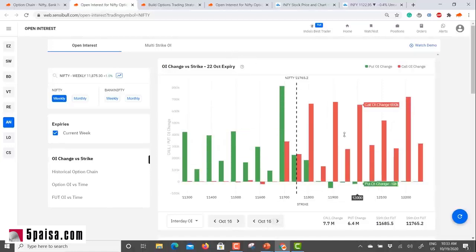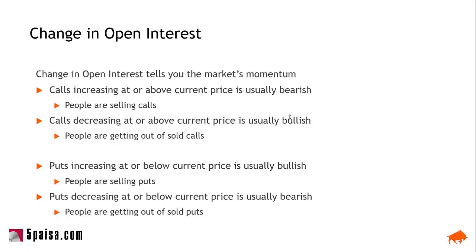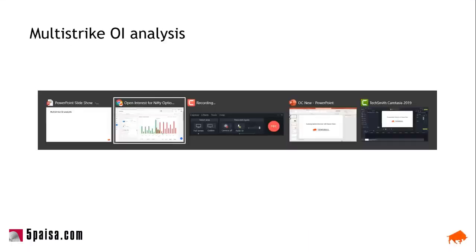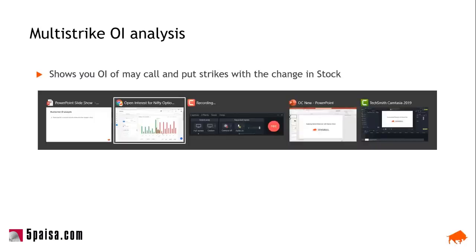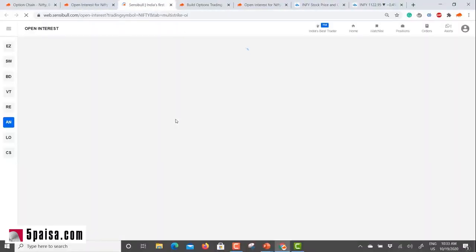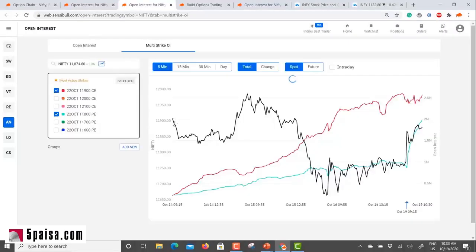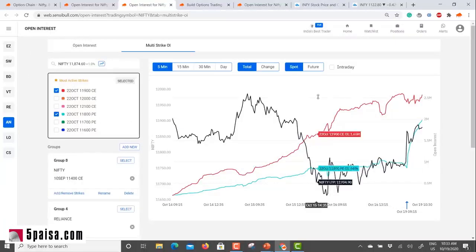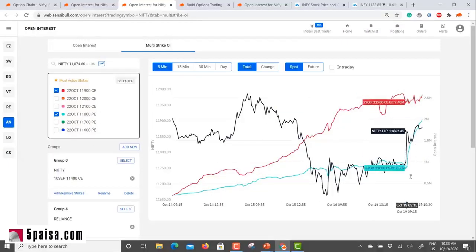You can fiddle around with this. There is enough tutorial information on this page itself. Okay, let's move on to the next one. Multistrike OI analysis. So this is again a feature which we made, which is here. So what does this tell you? It tells you today's action along with the most active strike. So you can see Nifty today it has been going up, and you can also see the most active put, which is the 22nd October 11,800 has been going up.